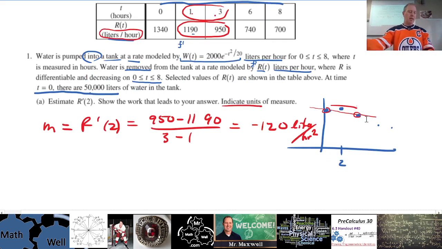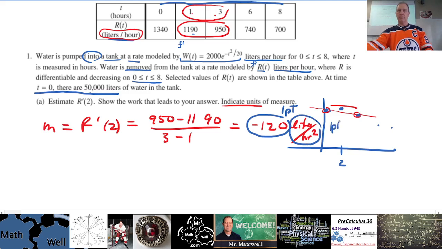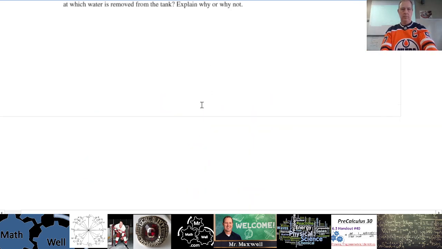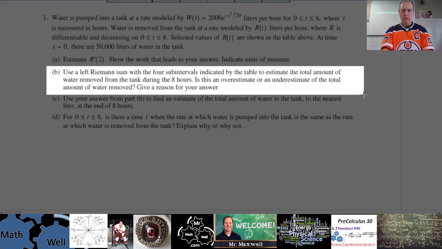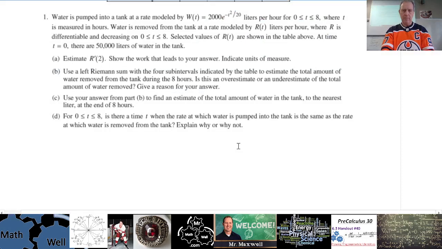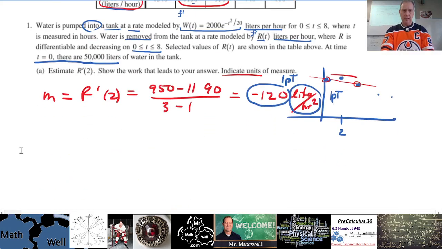So it does say in the scoring key, it says the estimate. So this number is worth 1 point. And the units, getting that correct, is another 1 point. Okay, any questions about A? Okay, I'm gonna grab B. Let's take a look at B here.